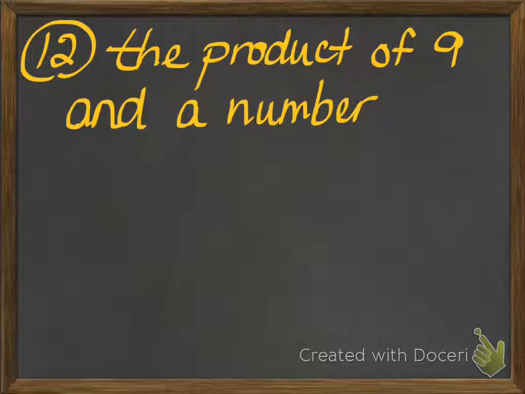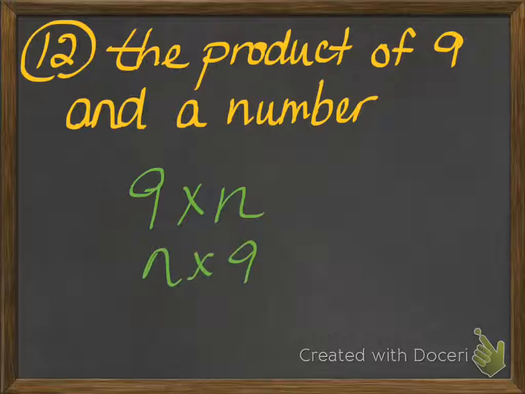Okay, so if you wrote down 9 times a number, like n, again, you can use any variable. It doesn't have to be n. It could look like 9n, or n times 9, that could also be true, or you could write n9 or 9n. Okay, any of those all work.